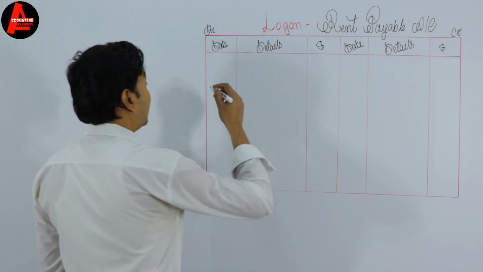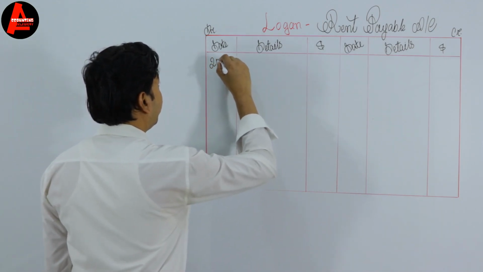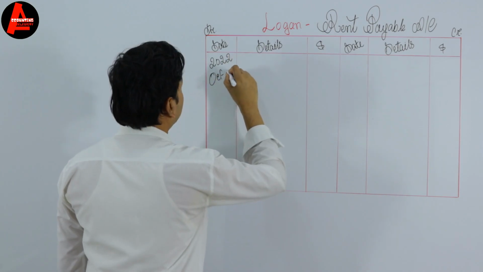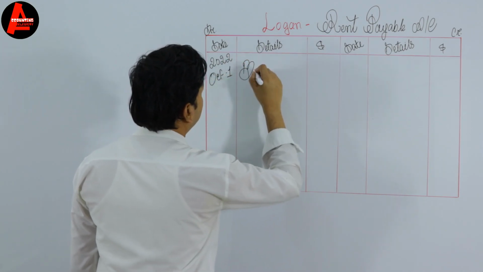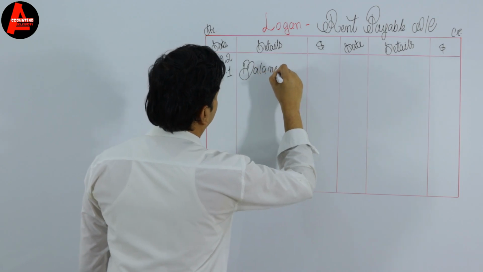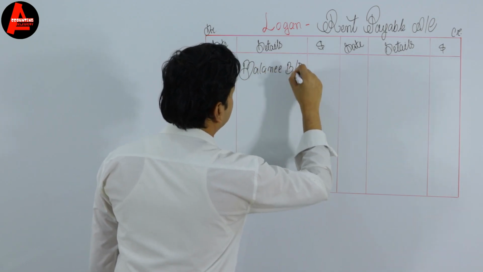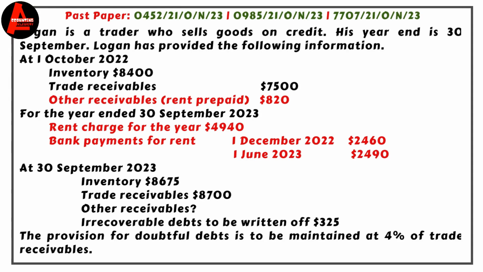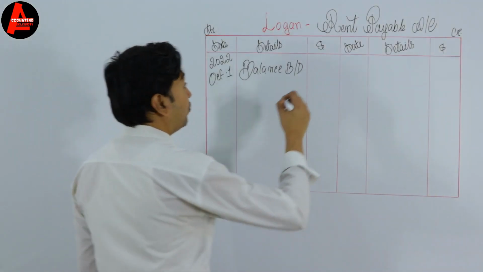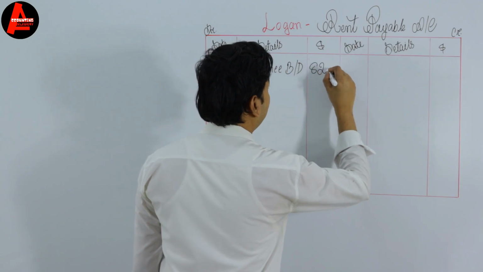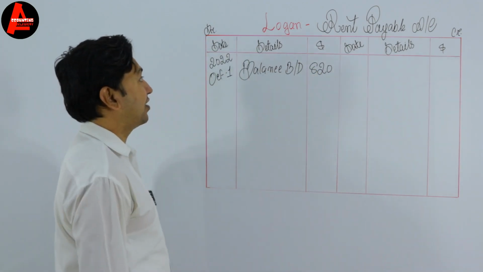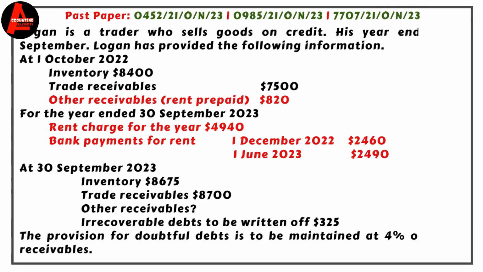The date was 2022 October 1st, so we will write here balance BD. In the question, the prepaid amount, other receivable prepaid rent, is $820 and the date is 1st October 2022. So 820 we will write on the debit side. Good.